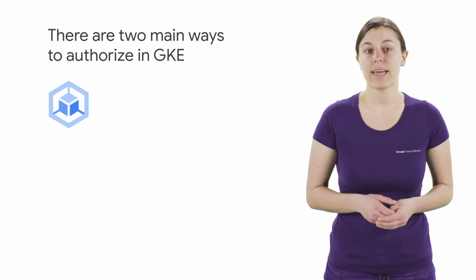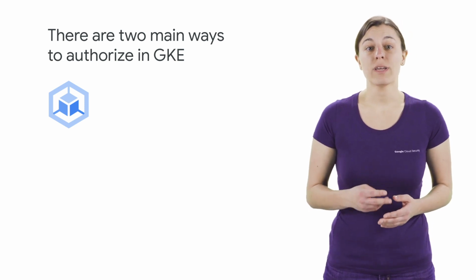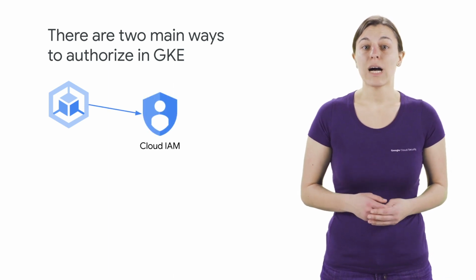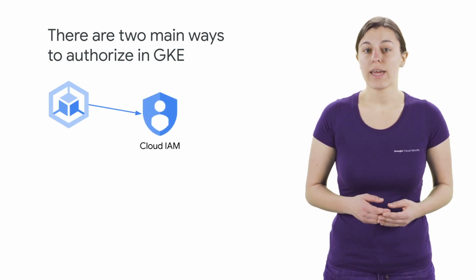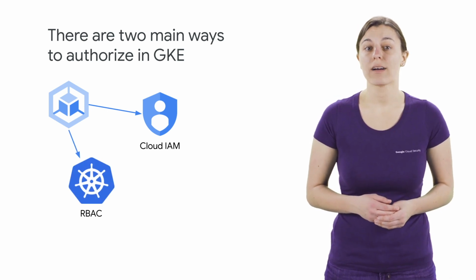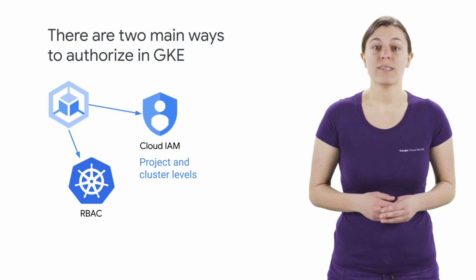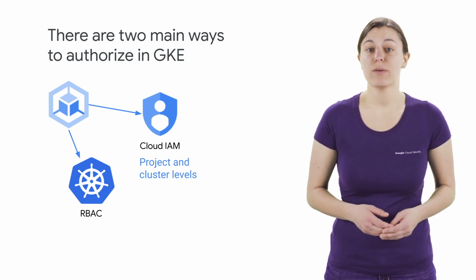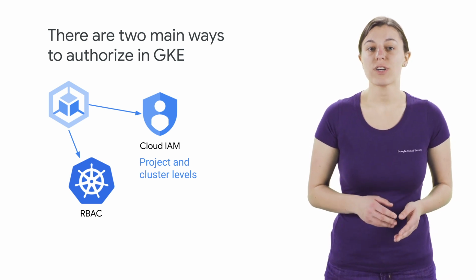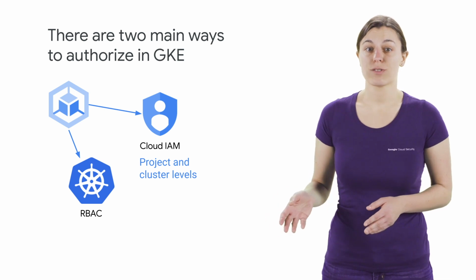After an account is authenticated, for example, a user authenticating via Cloud Identity, there are 2 main ways to authorize what that account can do. 1, Cloud Identity and Access Management, or Cloud IAM, and 2, Kubernetes Role-Based Access Control, or RBAC. In fact, you need both controls. Cloud IAM is the access control system for managing GCP resources. It lets you grant permissions to users to perform operations at the project and cluster levels. In other words, outside your Kubernetes clusters.